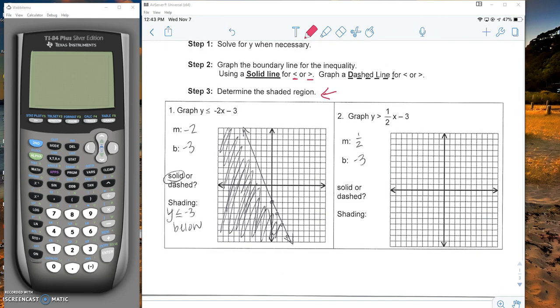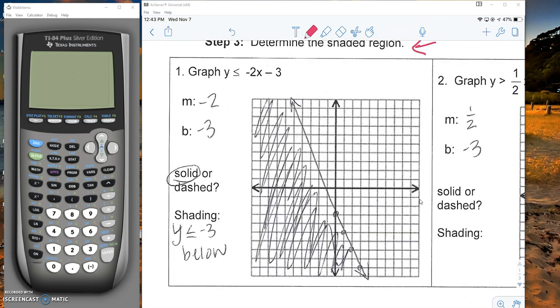So for this first example, it's already been done for us. We have y is less than or equal to -2x minus 3. So my slope is with x, -2. My b value is what follows. So I go down to -3 and then go down 2, right 1, graph a point, down 2, right 1, graph a point. So that's where the line comes from. That part is staying the same.